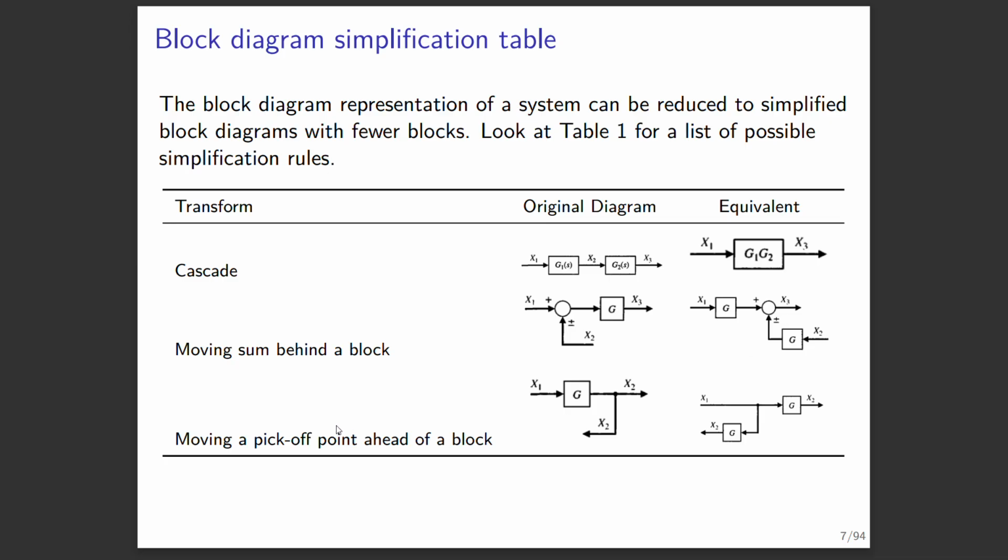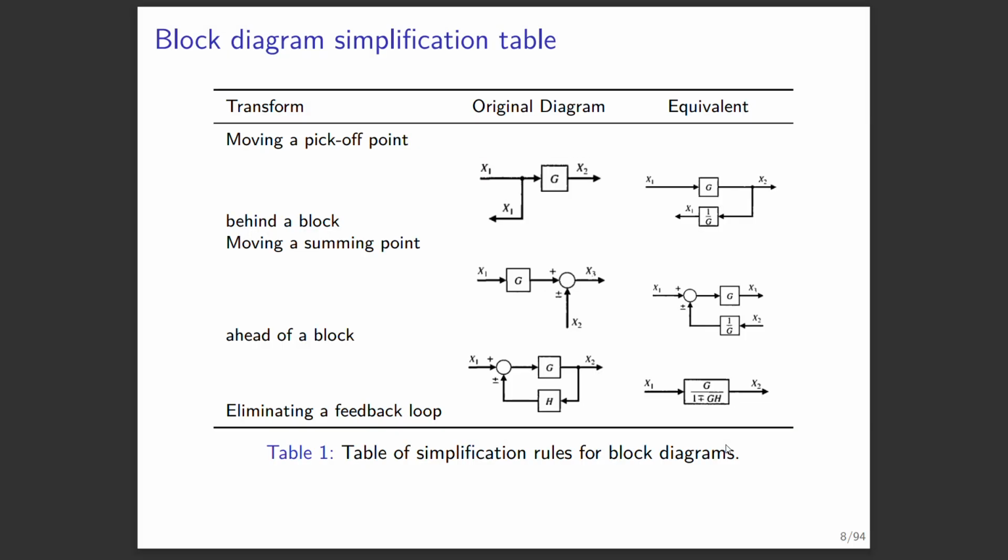Let's see what happens if we move a pickoff point ahead of a block. So I have G here, and I want to move it after the pickoff point. If I move the block after the pickoff point, or basically if I move the pickoff point ahead of the block, what happens is that I was going from x1 to x2 and I had G on my way. So now if I'm going from x1 to x2, I still need to have G. These are general rules of simplification of block diagrams.